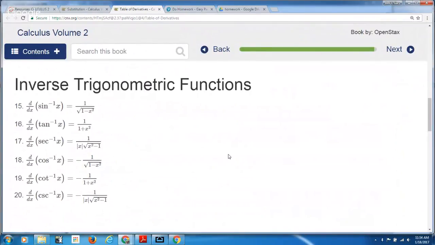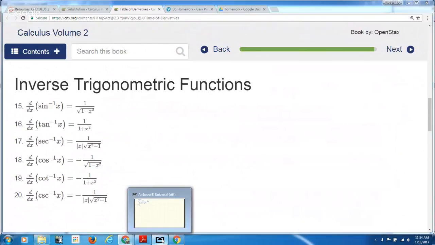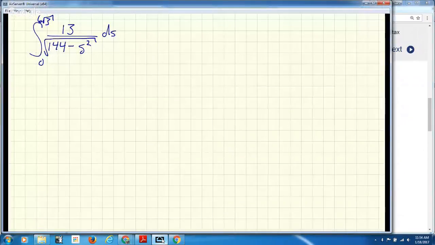But we have a little catch. Instead of a 1 in the denominator here, we have a 144, which complicates matters a little bit. So I'm going to have to do a little bit of algebraic manipulation on that to get it to match this right here. So what I know right now is this has something to do with the inverse sine as an antiderivative. So now we get to play around.